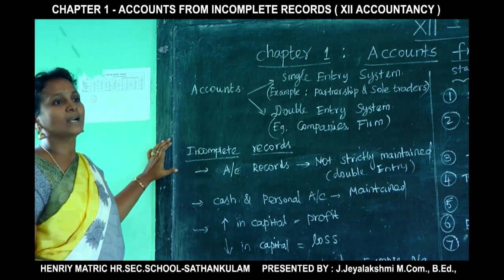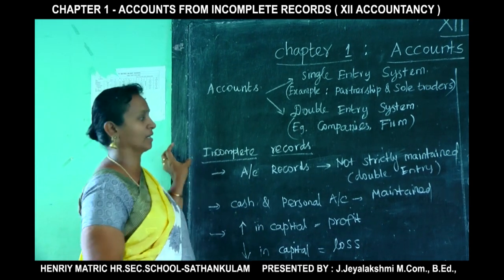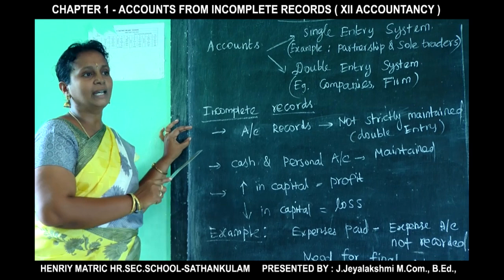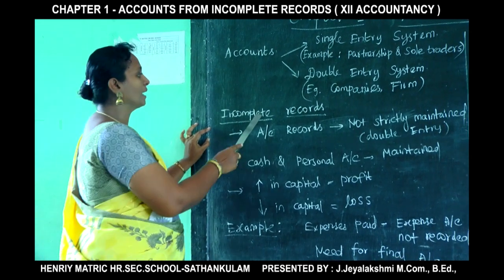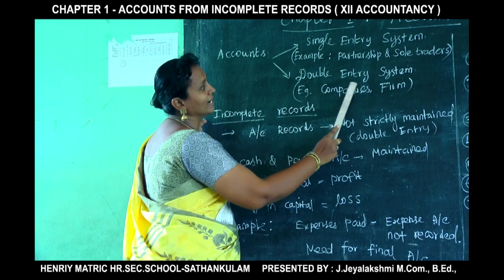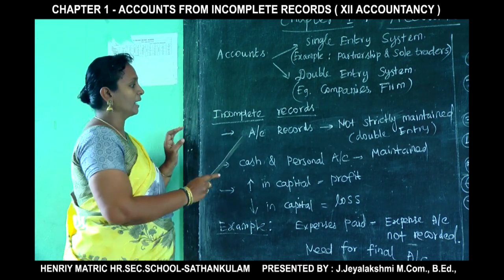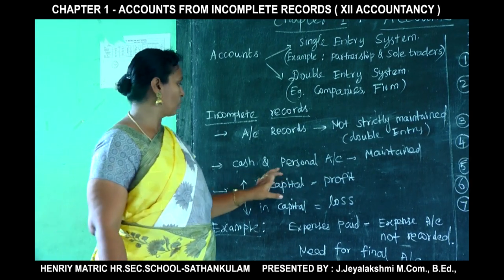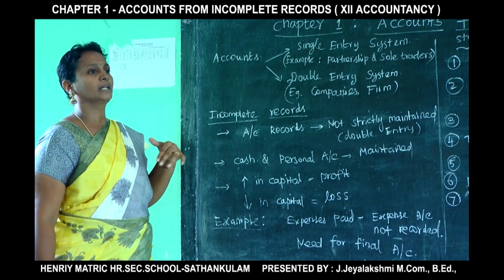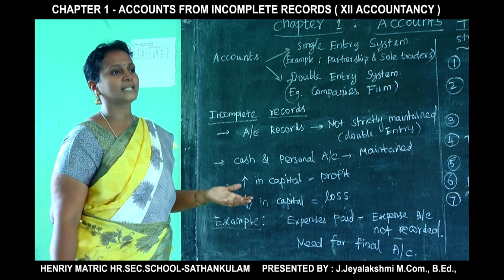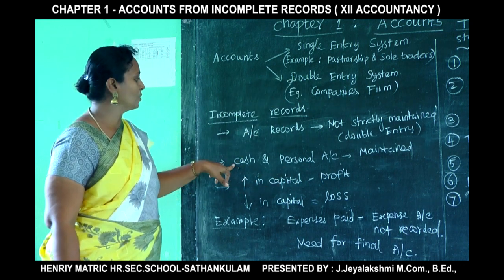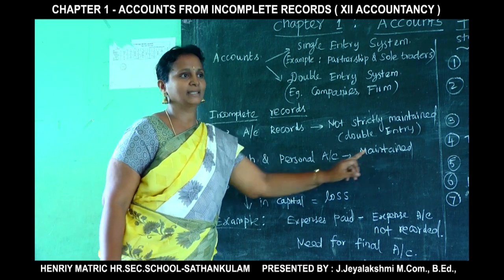Now let us learn the meaning of incomplete records. In the word itself, we can identify the concept. Incomplete means not fully completed. So the first point is that account records are not strictly followed as per the double entry system. Next, cash and personal accounts are maintained because it is partnership and sole traders. They invest capital, cash into the business, and it is used for personal purposes. So they use cash and personal accounts, maintained by them fully.